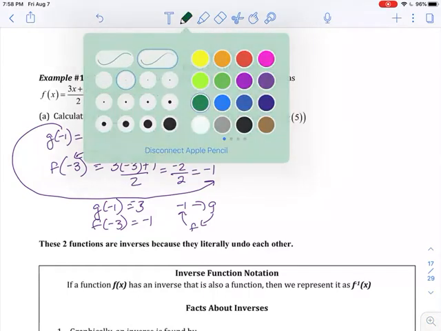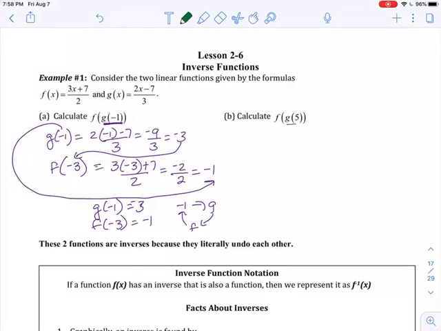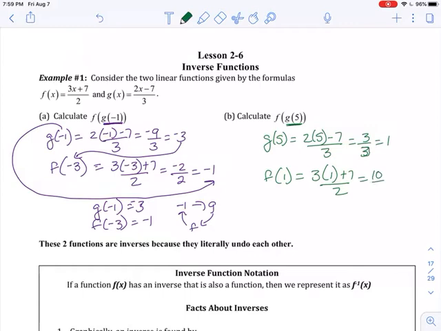Let's look at b and see what happens. So again, I've got g of 5, so I'm going to do g of 5, which is 2 times 5, which is 10, minus 7 over 3. So that's 3 over 3, which is 1. Now I'm going to do f of 1. f of 1 is 3 times 1 plus 7, which is 10, divided by 2 is 5. So if you notice, I'm starting with g of 5, and I'm ending up with 5. The f is basically undoing what g did.